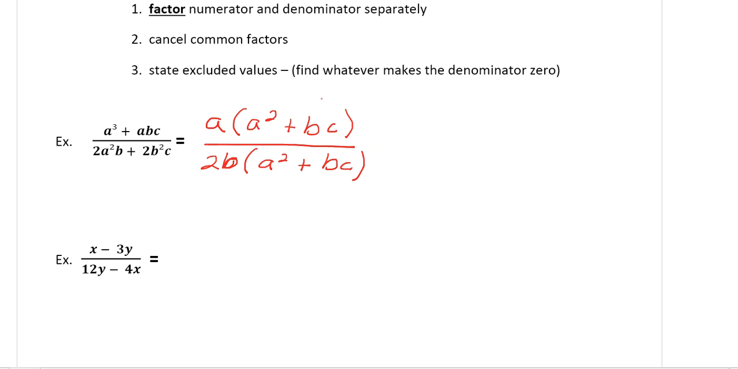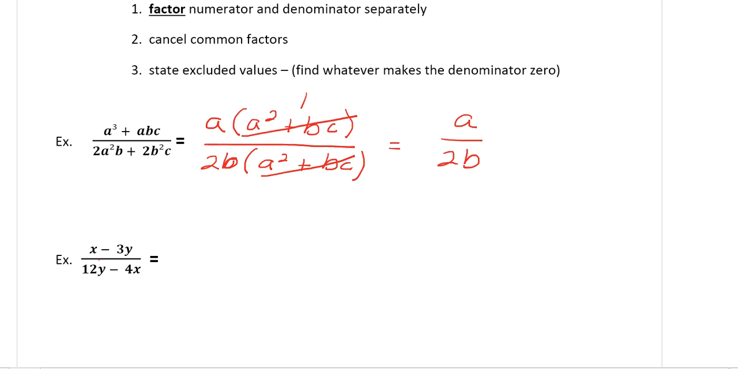Step 2 is cancel out the common factors. So this entire factor divides this entire factor to be 1, and we are left with a over 2b, and that is simplified.